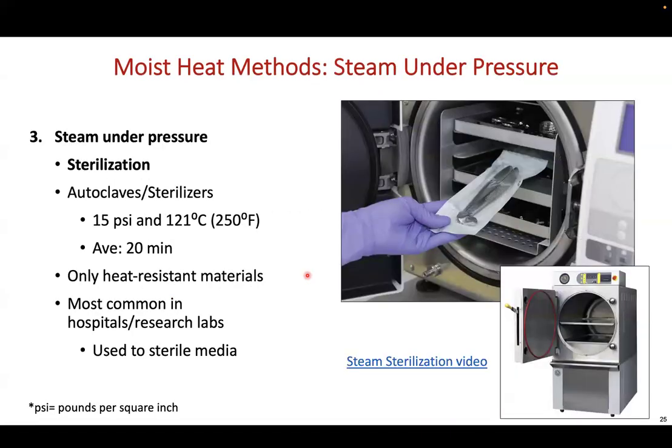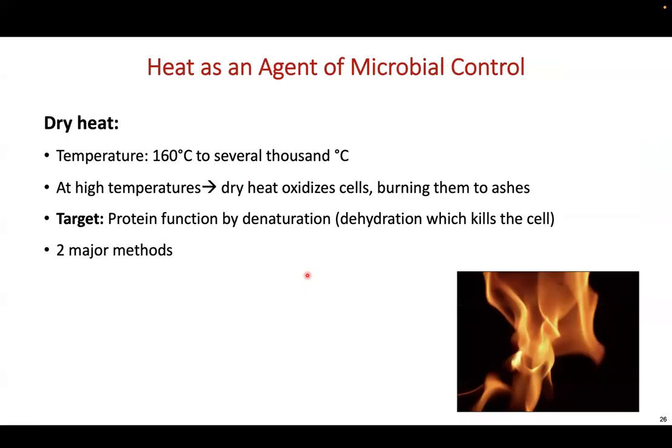The third one is steam under pressure, and it is responsible for sterilization. This is more common because we've seen it in the lab. It's mostly used in autoclaves. For this one you need a pressure of about 15 psi and a temperature of 121 degrees Celsius. On average, you need about 20 minutes to get things sterilized. It's mostly used only on heat-resistant materials. This is more common in research labs and in hospitals, and we've used it already in sterilizing our media in our labs.